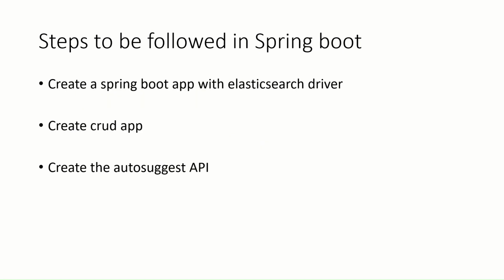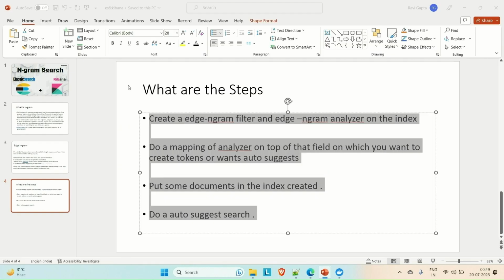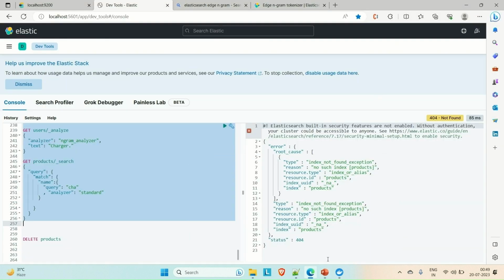Now the next step is what we need to do in Spring Boot. In Spring Boot we need to create a Spring Boot app with the Elasticsearch driver, which we'll include as a dependency, and then we'll create the CRUD application, and then we'll develop the AutoSuggest API. Let me go through these things one by one so that we can cover this whole video and implement the AutoSuggest API. Okay, so let me come out of this and minimize this.